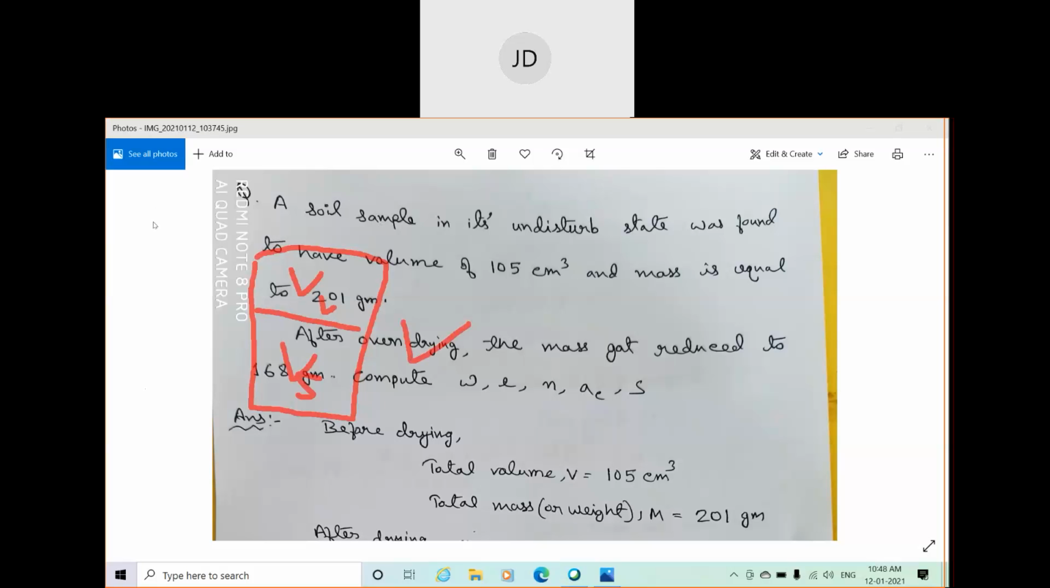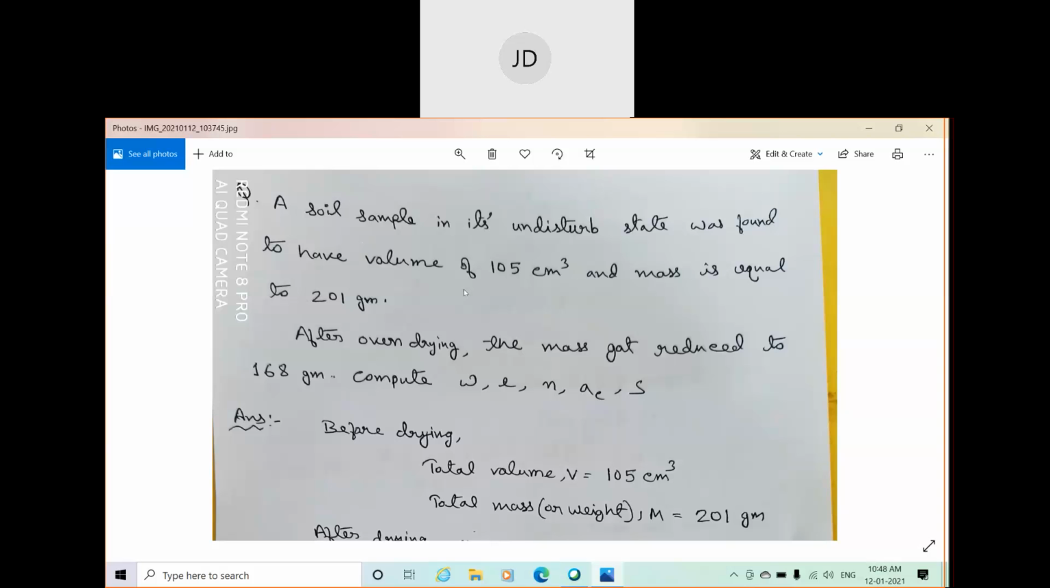So what is given here? A soil sample in its undisturbed state was found to have a volume of 105 centimeter cube. That is, the total volume of the undisturbed soil is given as 105 centimeter cube, and the mass is 201 gram. That is the total mass, capital M, or you can say total weight also. The weight is given as 201 gram.